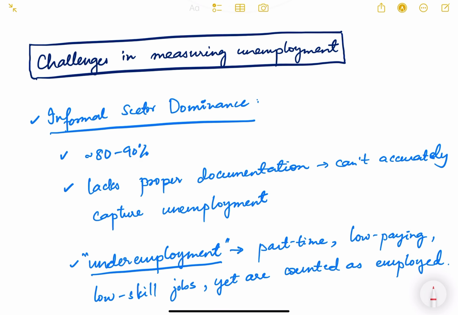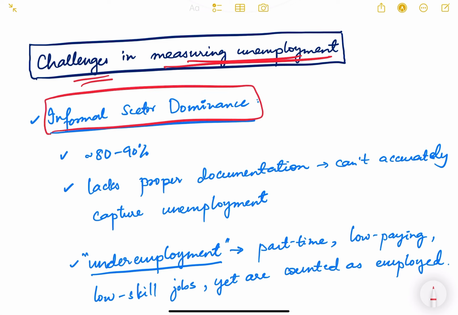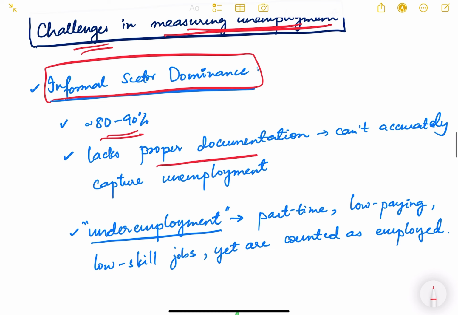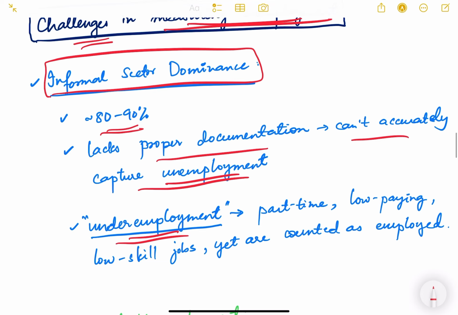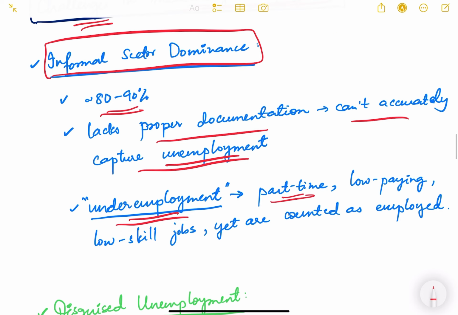Now as I was saying, there are various challenges in measuring unemployment. The first challenge is informal sector dominance. In India, about 80 to 90% of the population is engaged in informal sectors, so it is very difficult to track them. It lacks proper documentation, so we can't accurately capture the unemployment there. Underemployment is also there because of the informal sector, because people are engaged in part-time jobs, low-paying jobs, low-skilled jobs, yet are counted as employed.